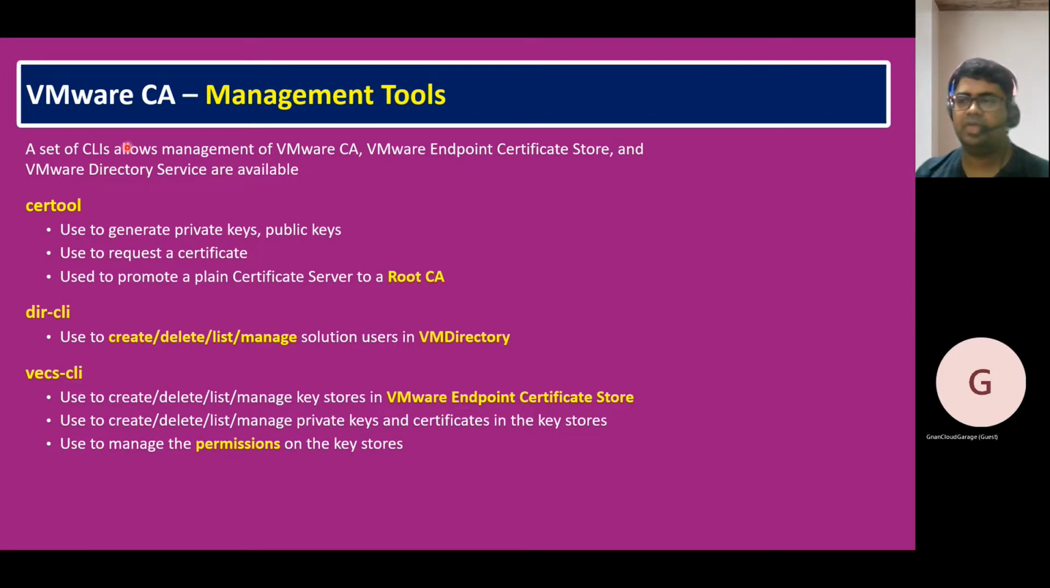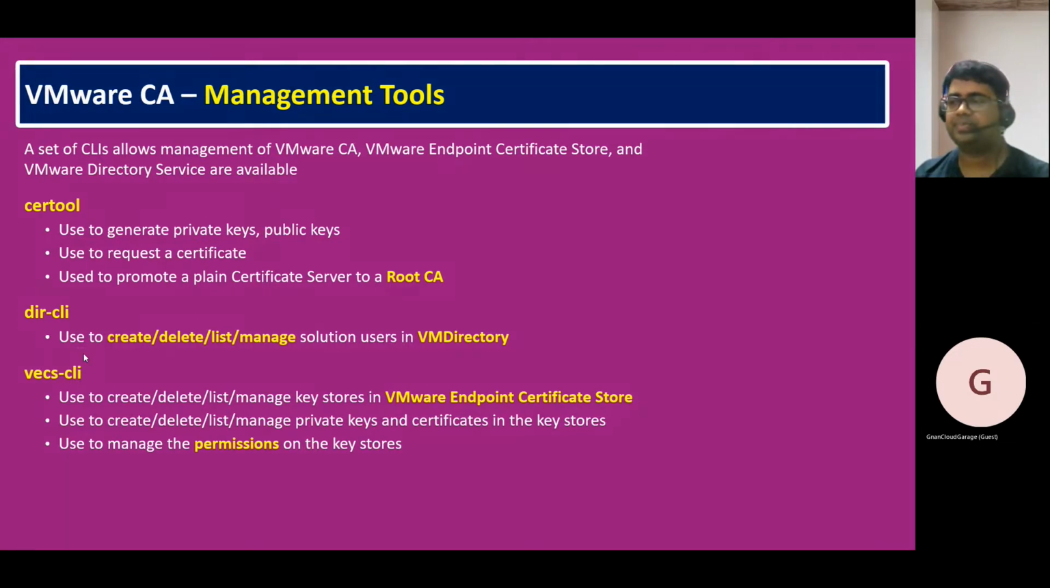A set of CLIs allows management of VMware CA, the VMware Endpoint Certificate Store, and also the directory service. So this is how it is running in the backend using these management tools. These management tools will help you to create, delete, list and manage, and we can also assign permissions to some of the key stores. Now we'll verify where these management tools are located by default.